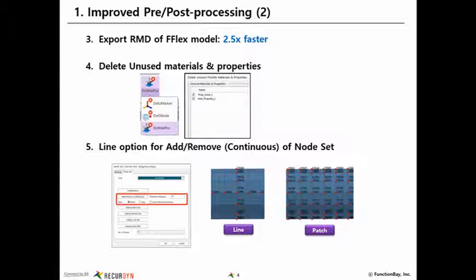I'm not sure how many people have worked with it, but the RMD file is actually an ASCII file that is always exported every time you do a solve. So this 2.5 times speed up means that there'll be less of a lag between when you kick off a simulation and when you see the solver actually running. The other thing is that you can also manually export the RMD file.